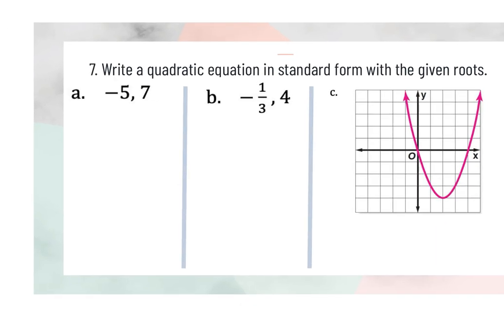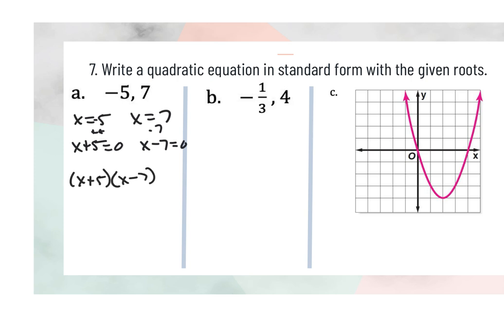Now, working backwards here. I've got the roots, I've got the zeros in front of me. Now I need to write a quadratic equation. So I've got x equals negative 5 and x equals 7. So what I want to say is work backwards. I'm going to say that means x plus 5 equals 0 and x minus 7 equals 0. All I did was add 5 and subtract 7 to both sides. So now I want to take x plus 5 times x minus 7 and multiply that back.